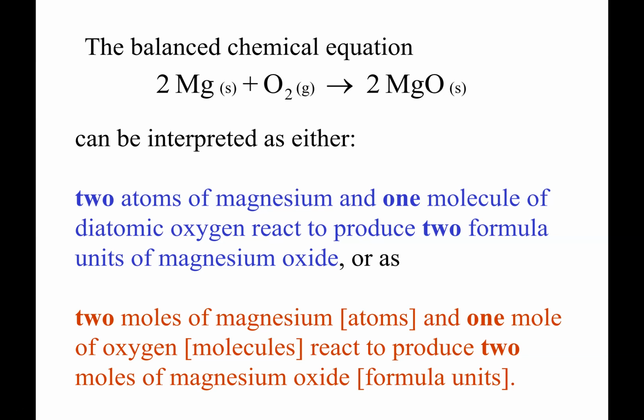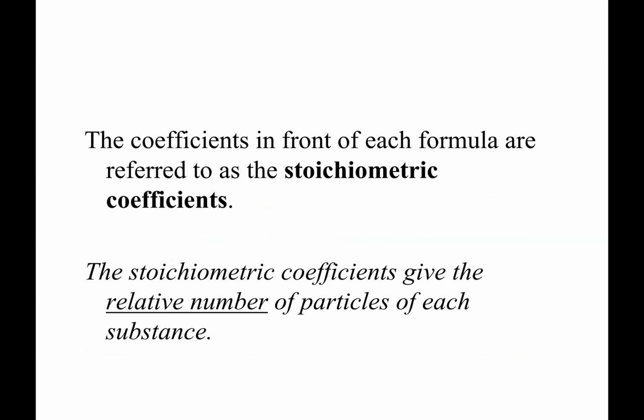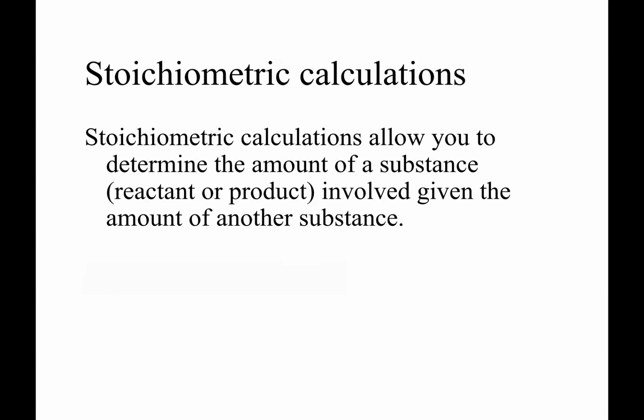So those stoichiometric coefficients can be the relative small pieces. They can also be the relative number of moles. So actually, we could say that 2 moles of magnesium atoms react with 1 mole of O2 molecules to form 2 moles of magnesium oxide formula units. So you guys told me these are called stoichiometric coefficients. Relative number of particles. So we're gearing up towards a classic calculation in chemistry called stoichiometric calculation.